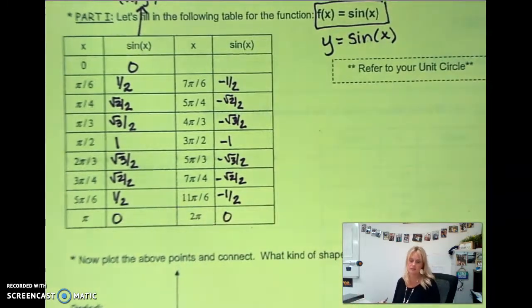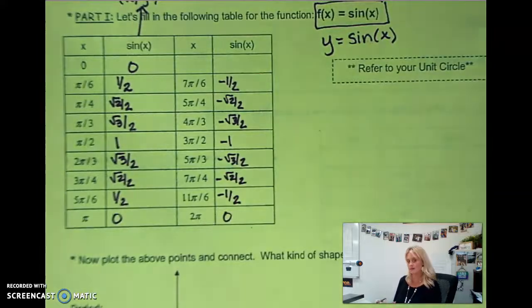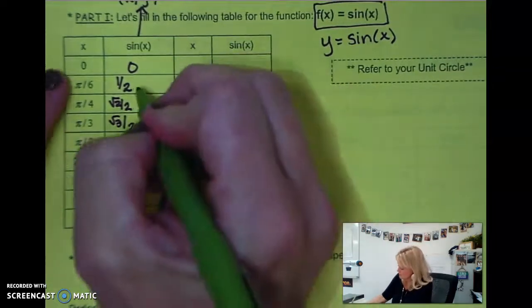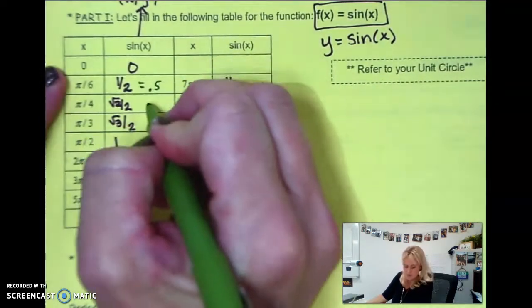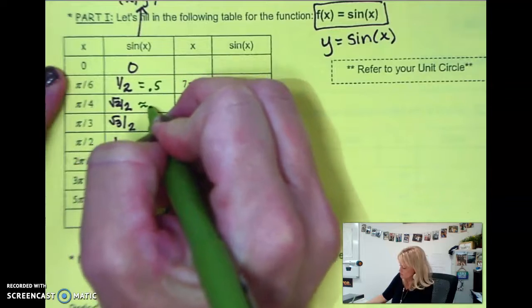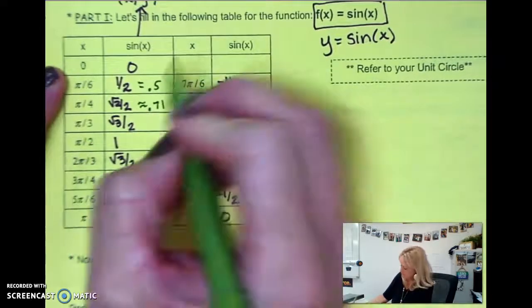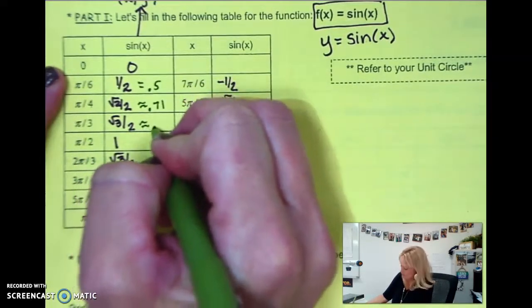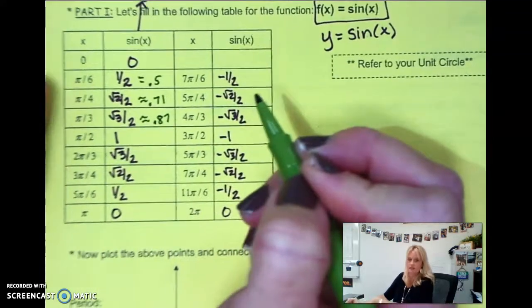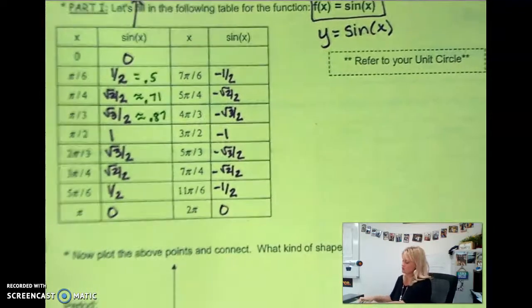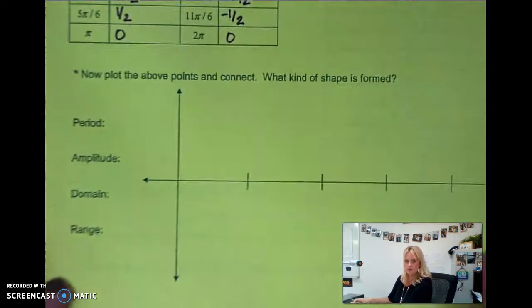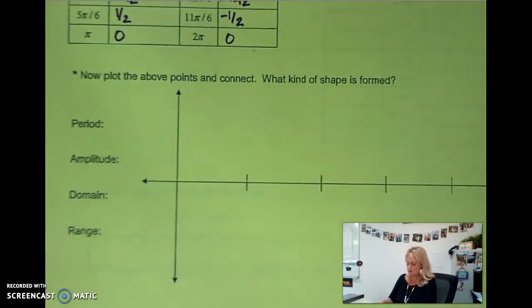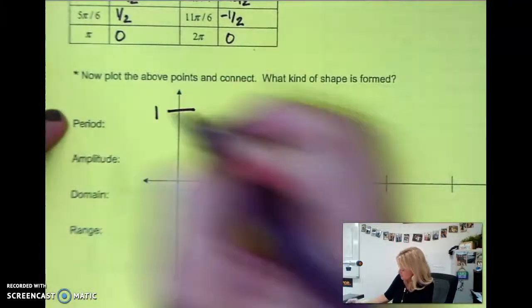So all I'm using is the unit circle and looking for my y values. Now, the thing I would like you to do is also consider these decimals for now. So 1/2 obviously is 0.5. The square root 2 over 2 is equivalent to about 0.71. And the square root of 3 over 2 is equivalent to 0.87. Because now when we go down here and we graph, we're going to go as high as 1 and as low as negative 1.